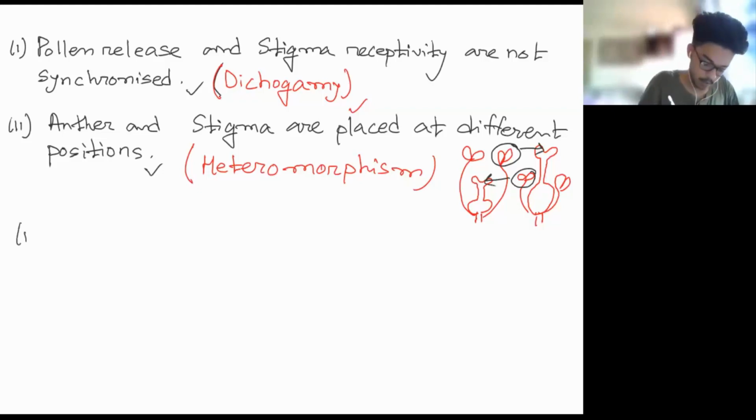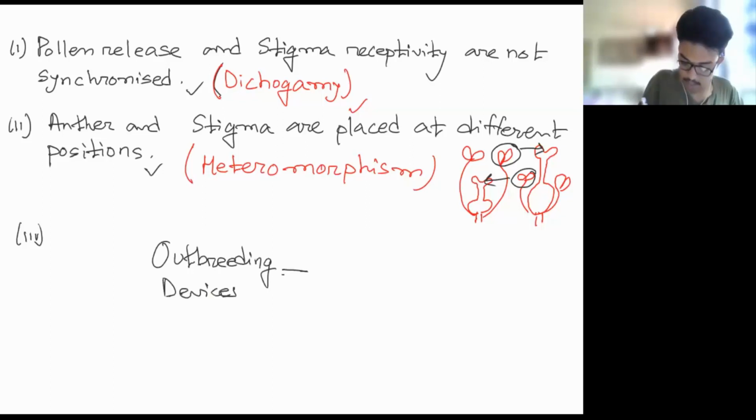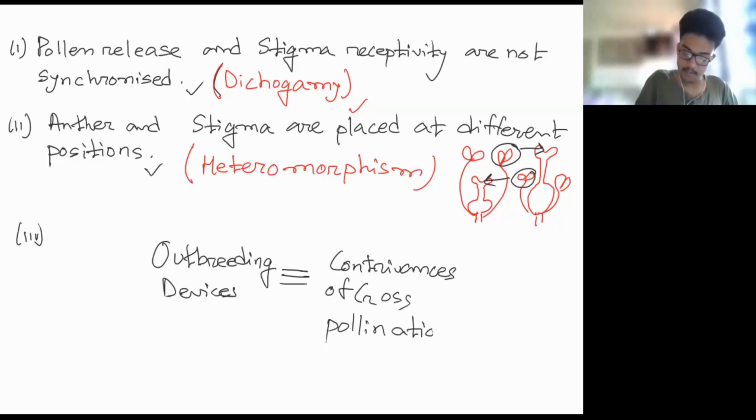Okay. Now the third device to prevent inbreeding is self-incompatibility. So I think you will clearly understand this outbreeding devices topic is kind of equivalent to contrivances of cross-pollination. Okay, it's cross-pollination. So there are a lot of it's essentially the same thing.